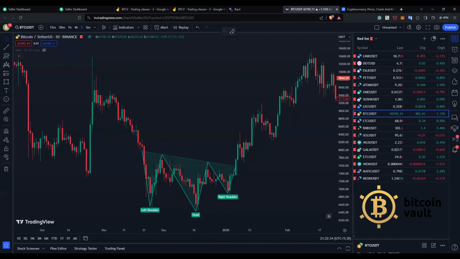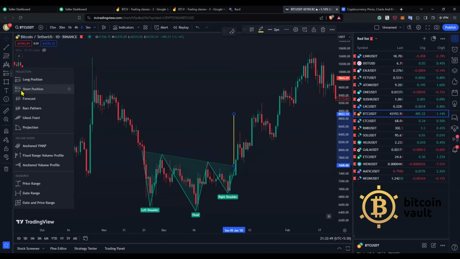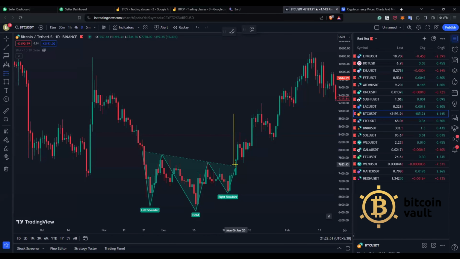Okay, now how to exit? Again, you take the length L, something like this, and you put it right around here from the neckline to this one. You can clearly see whoever entered right here started booking their profit at this point. Okay, that's a long position. Tight stop loss and target area.